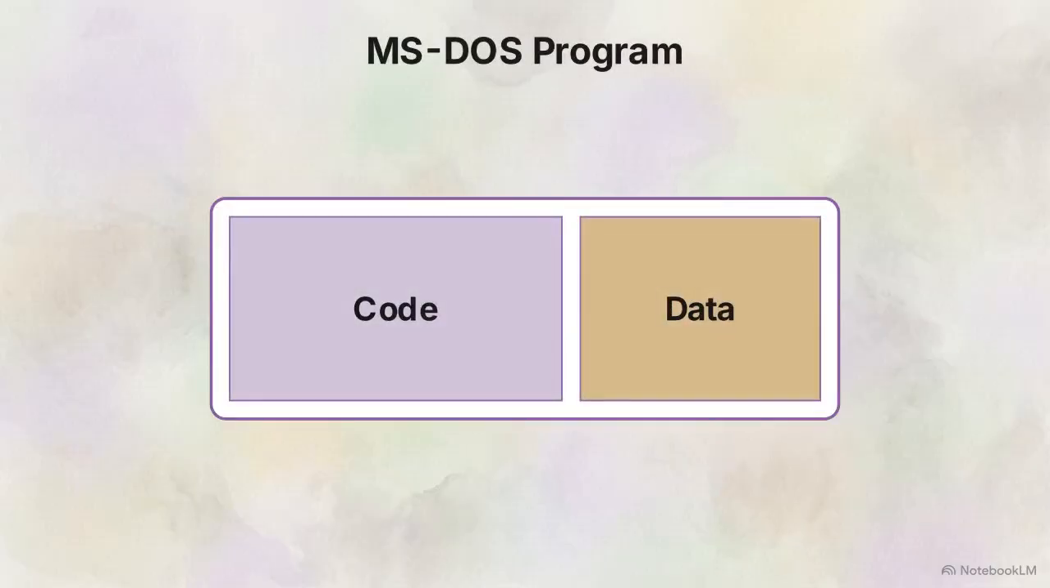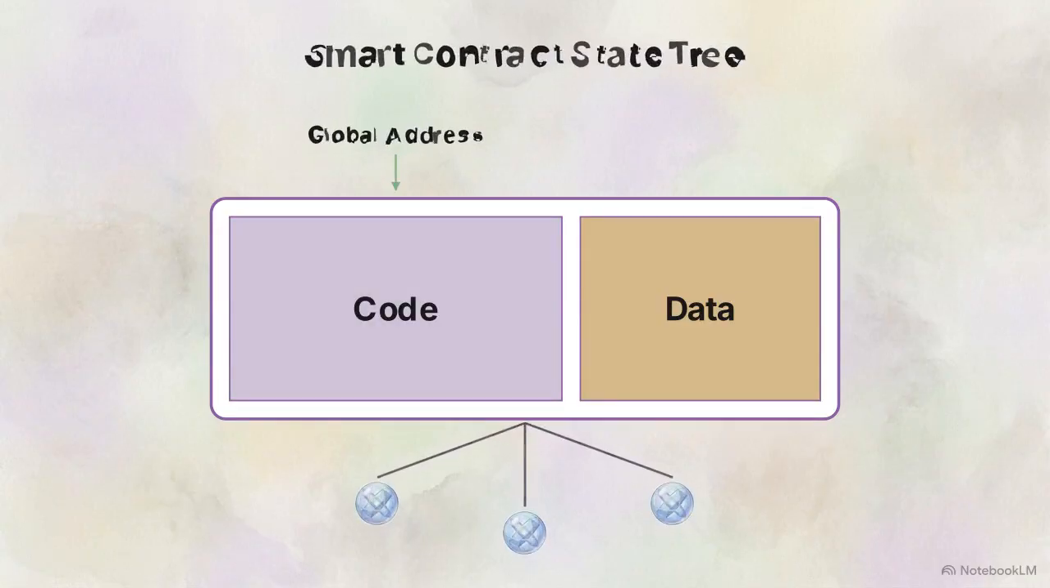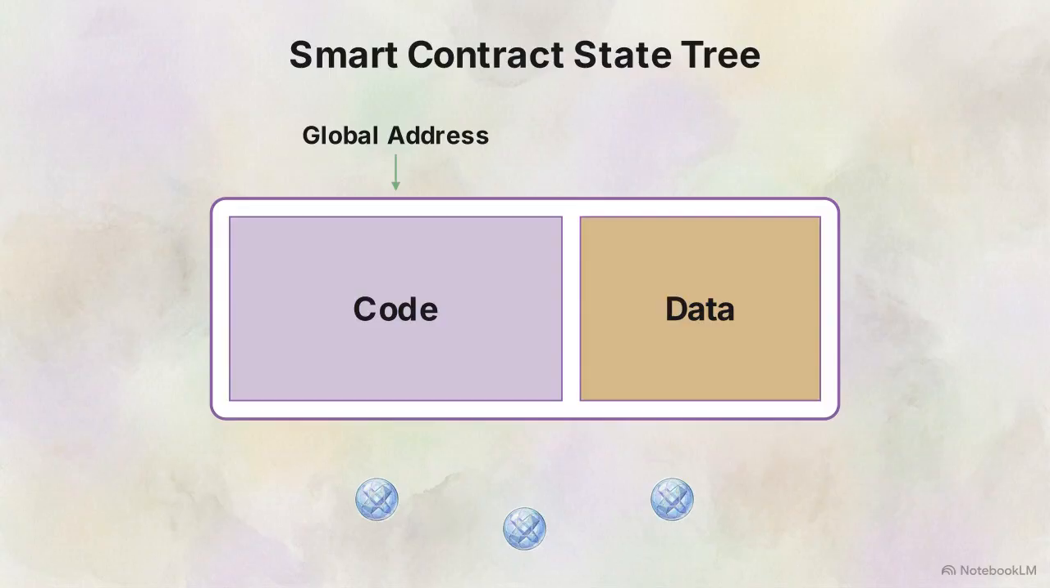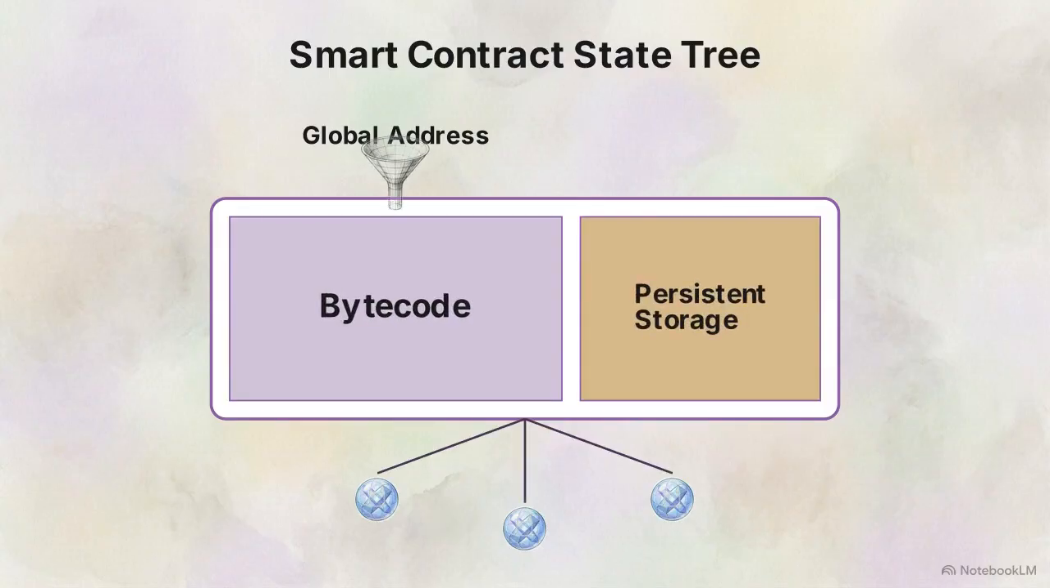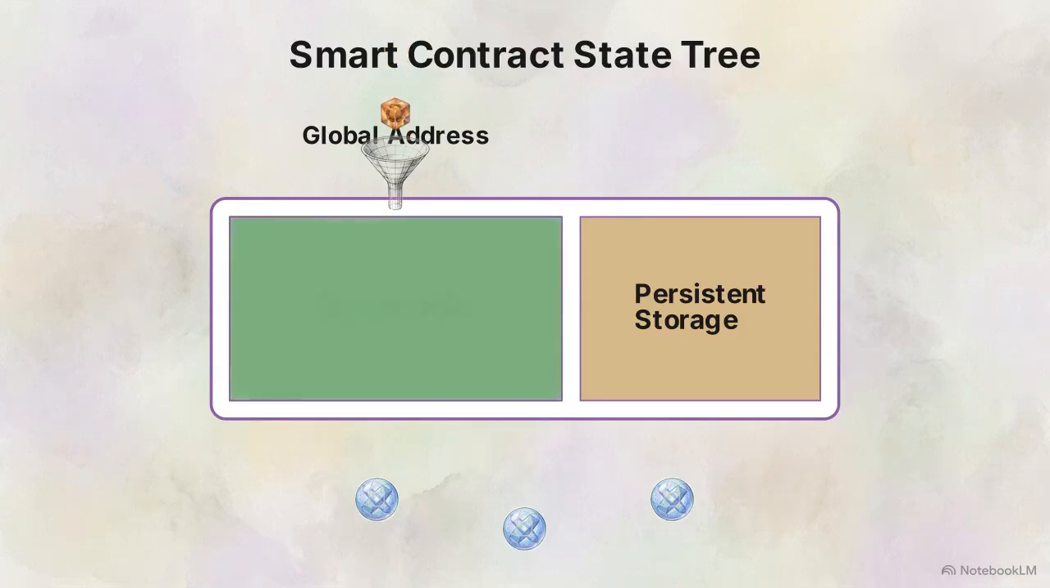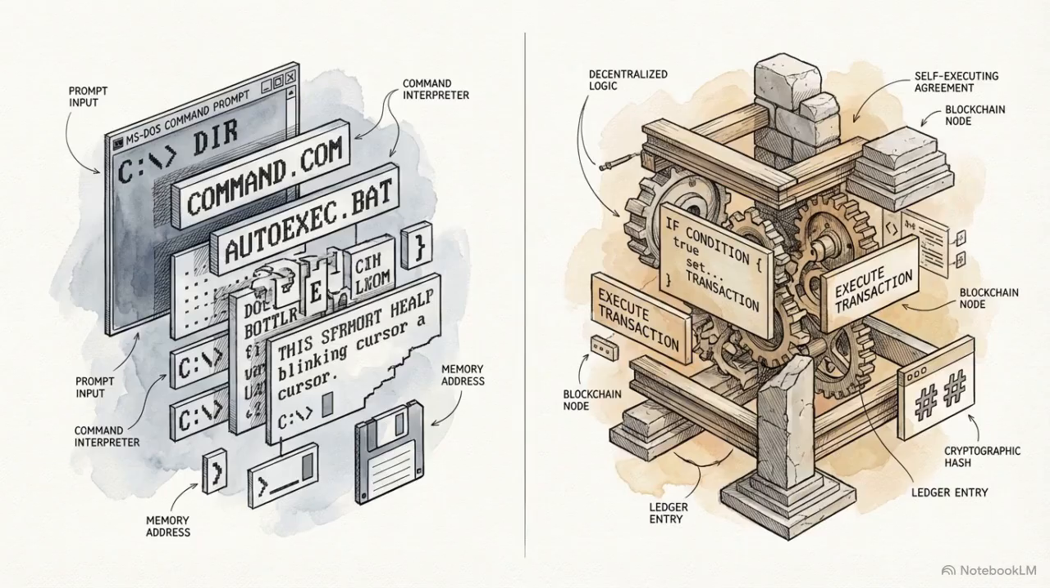An MS-DOS program uses a single flat address space. Code and data share the exact location, executing through a single entry point. Now observe this smart contract state tree. The structure is identical. It unifies bytecode and persistent storage at a single global address. Both systems are strictly passive. They sit inertly until a transaction arrives, triggering a synchronous blocking action.